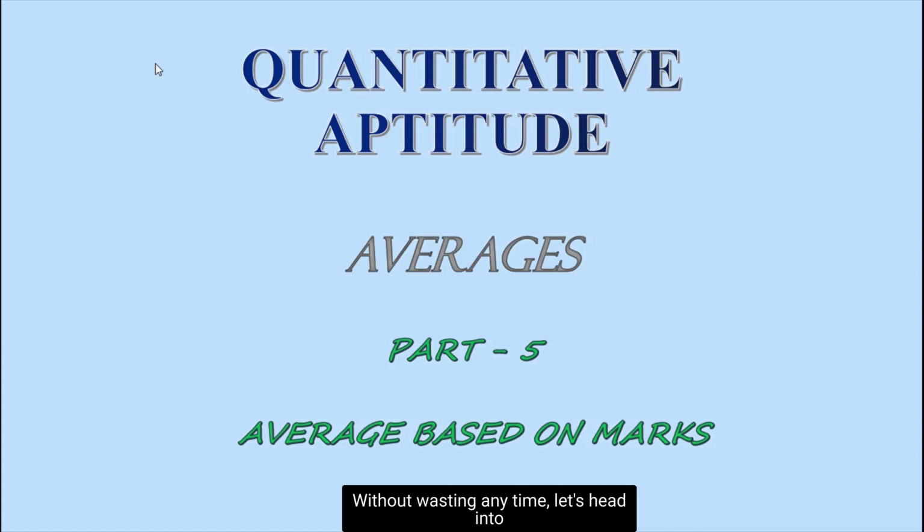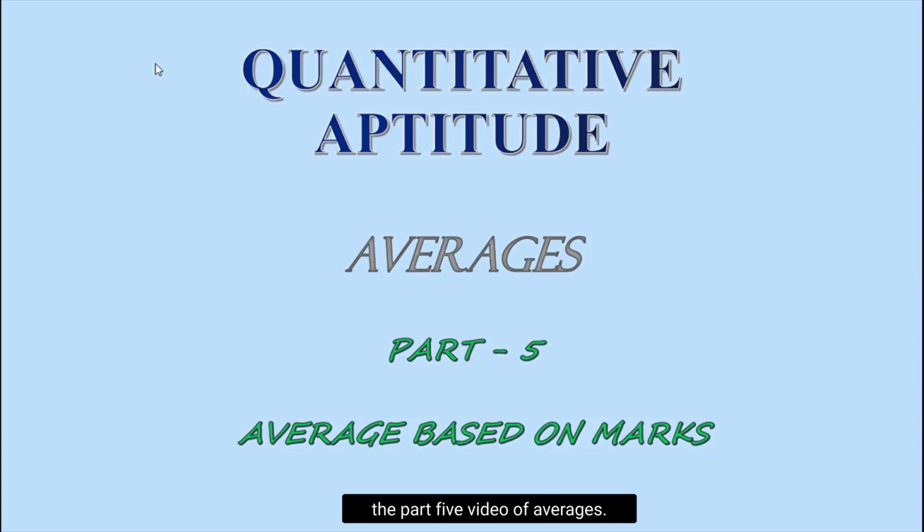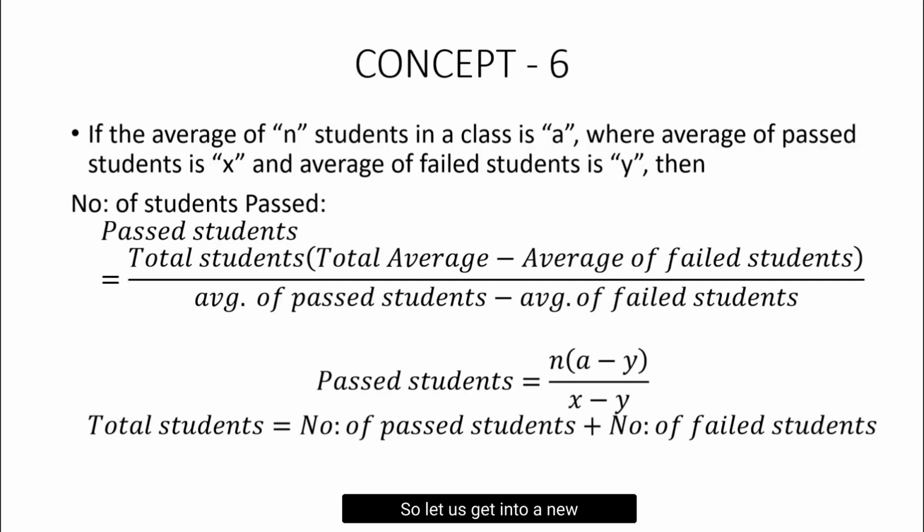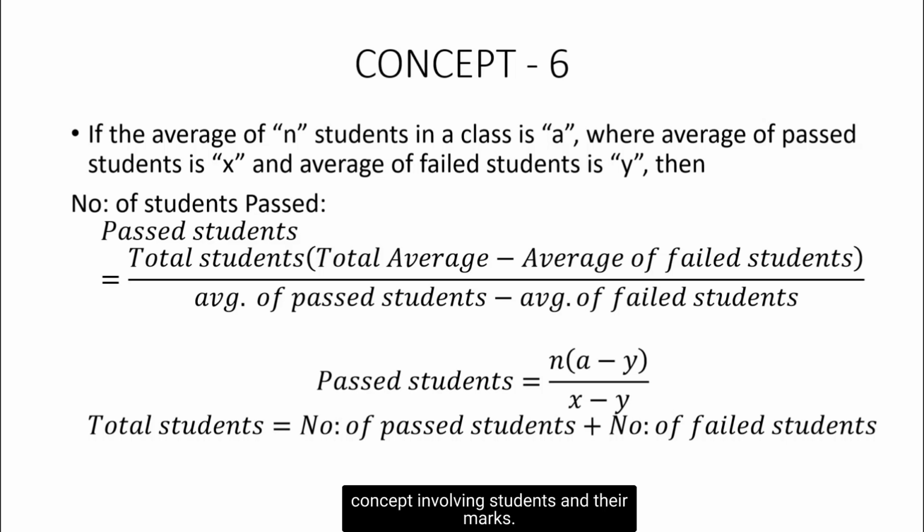Without wasting any time, let's head into the part 5 video of averages based on marks. So let us get into a new concept involving students and their marks. So in this concept, it has been given that if the average of n students in a class is A, average of passed students is X, and the average of failed students is Y, then we need to compute number of students passed or number of students failed.